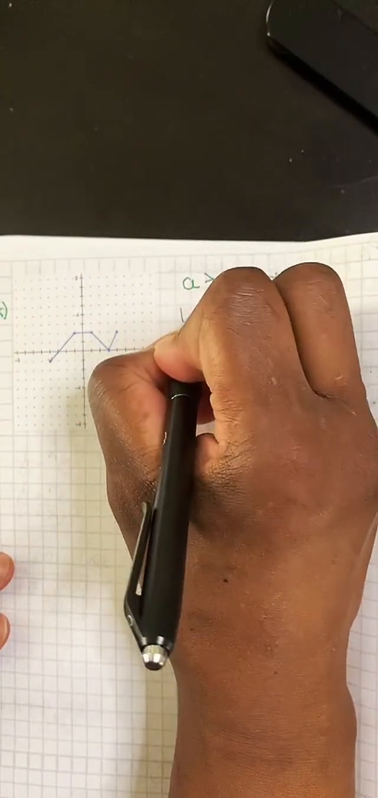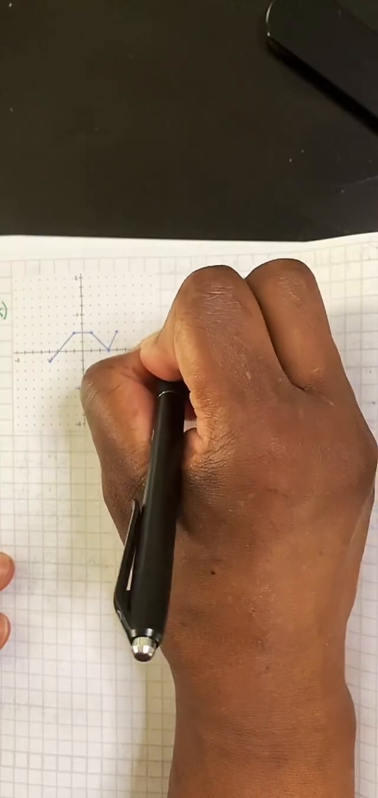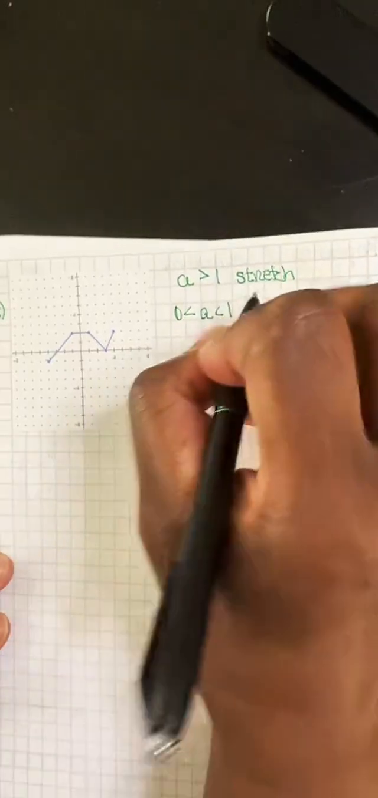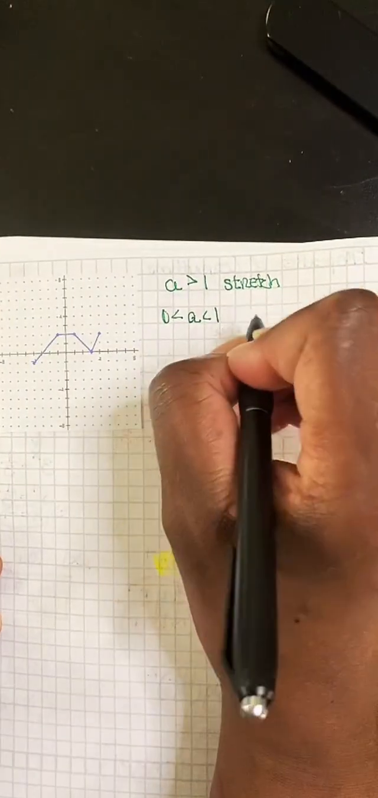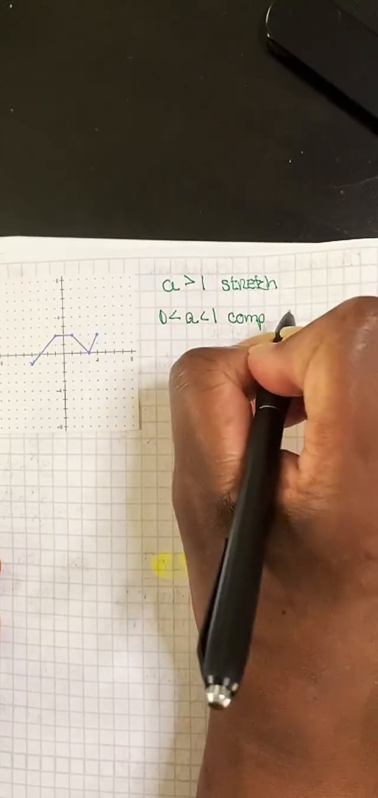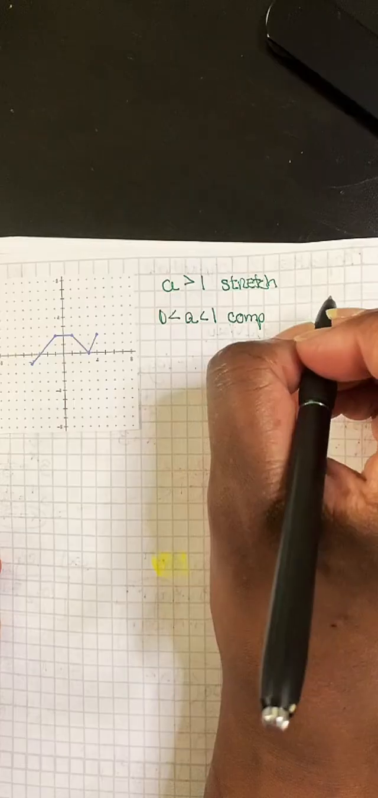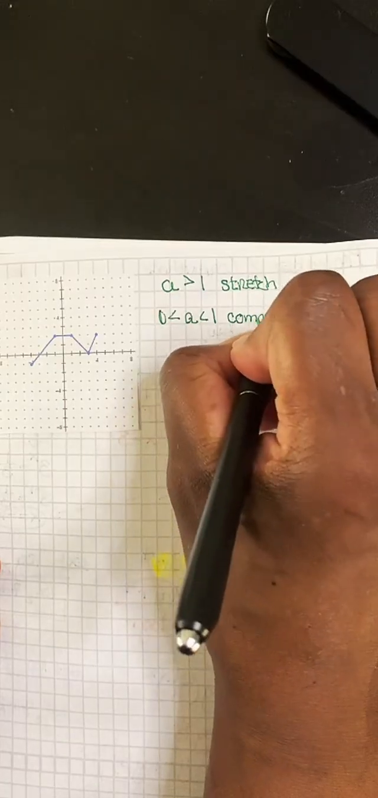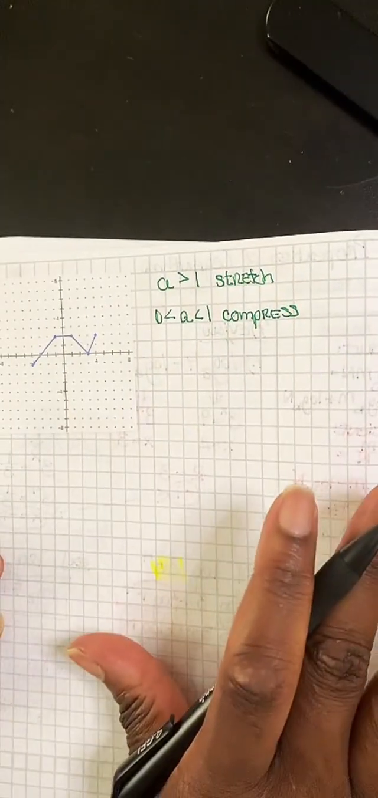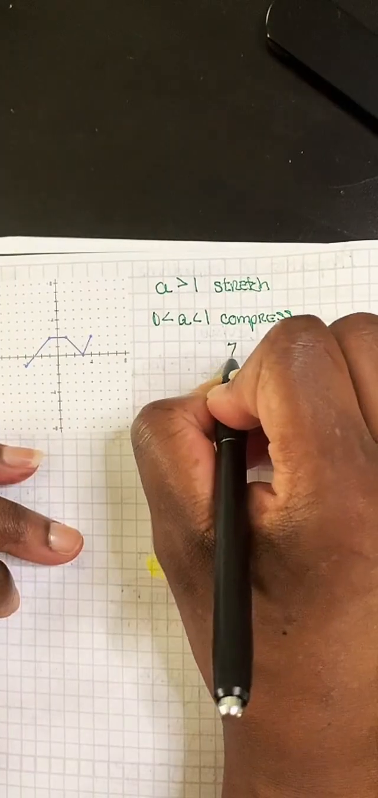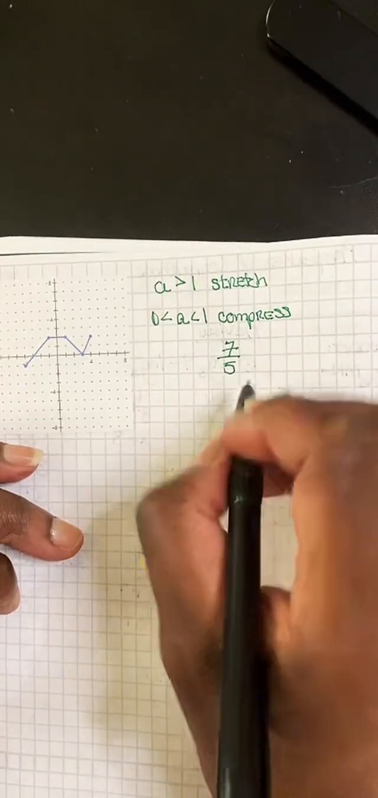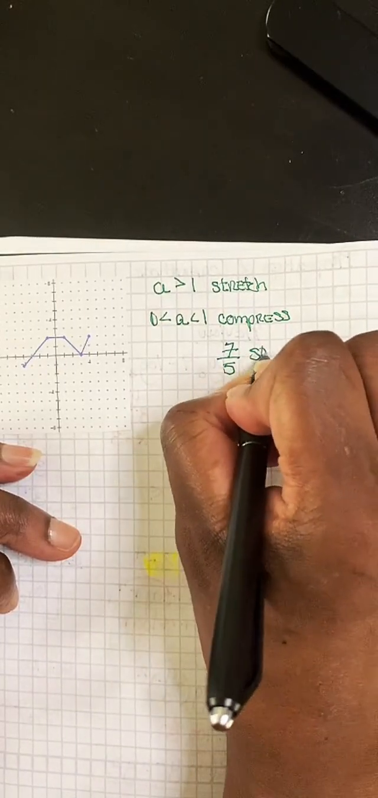Now, if your A value is between 0 and 1, not equal to, but between, so I'm looking at 1/2, 1/3, 2/7. I'm not saying it's because it's a fraction, because 7/5, an improper fraction, is going to be stretched.